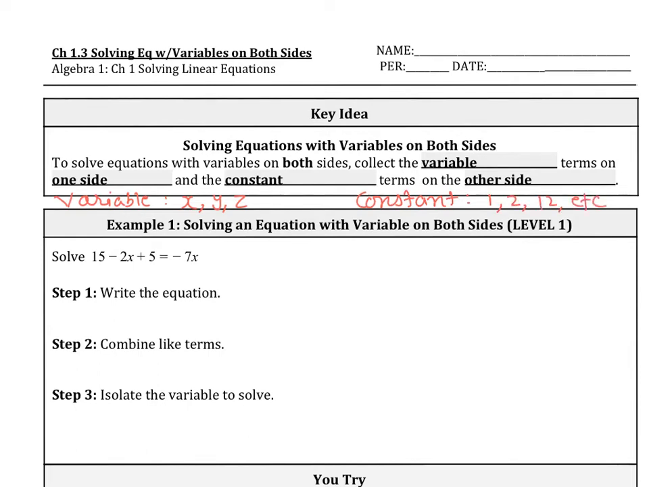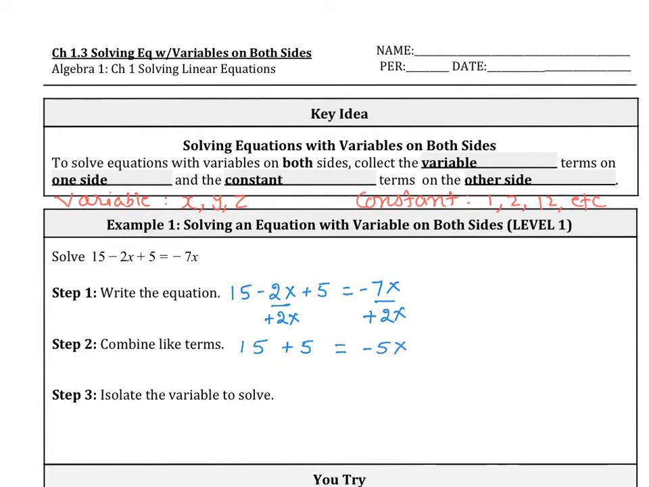Now to solve example number 1, we are going to rewrite the equation: 15 minus 2x plus 5 equals negative 7x. Now we are going to bring these two x's together, and to do that we can either add 7x on both sides or we can add 2x on both sides. In this one we are going to add 2x on both sides, and we are going to get 15 plus 5 equals negative 5x.